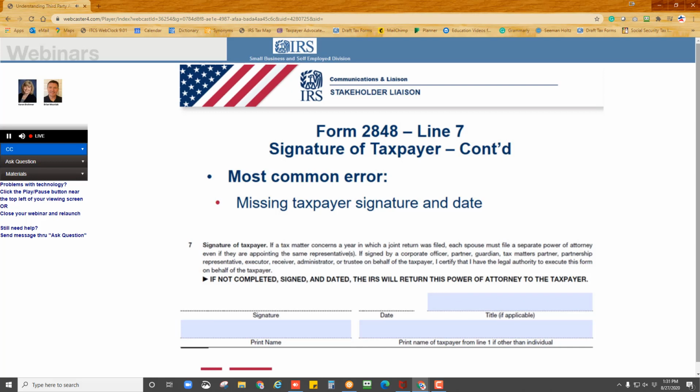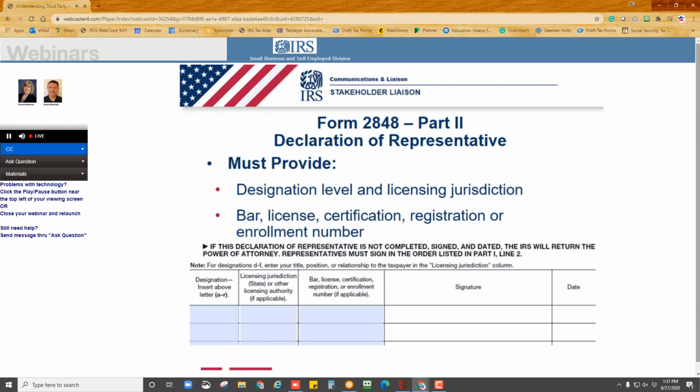Okay, we've got it up here. This simply explains that if the POA is missing the taxpayer's signature, the power of attorney will be returned to the taxpayer. Again, it's going back to the taxpayer, not the representative. So with that, let's move on to part 2. Karen, you want to take that? I would be happy to take that.